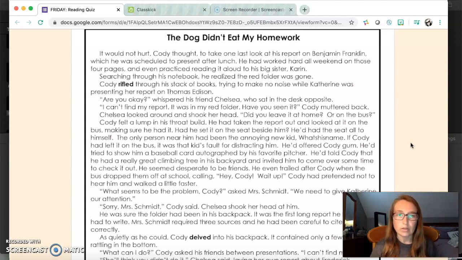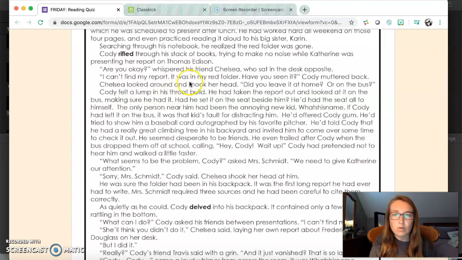It would not hurt, Cody thought, to take one last look at his report on Benjamin Franklin, which was scheduled to present after lunch. He had worked hard all weekend on those 4 pages and even practiced reading it aloud to his big sister Karen. Searching through his notebook, he realized the red folder was gone. Cody rifled through his stack of books, trying to make no noise while Catherine was presenting her report on Thomas Edison. "Are you okay?" whispered his friend Chelsea, who sat in the desk opposite. "I can't find my report. It was in my red folder. Have you seen it?" Cody muttered back.